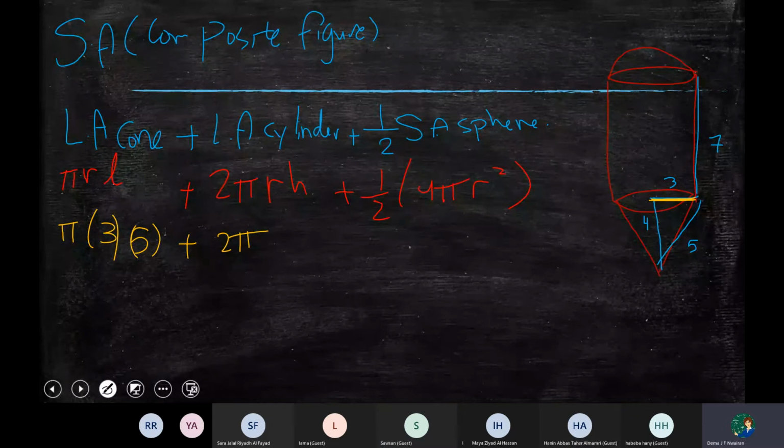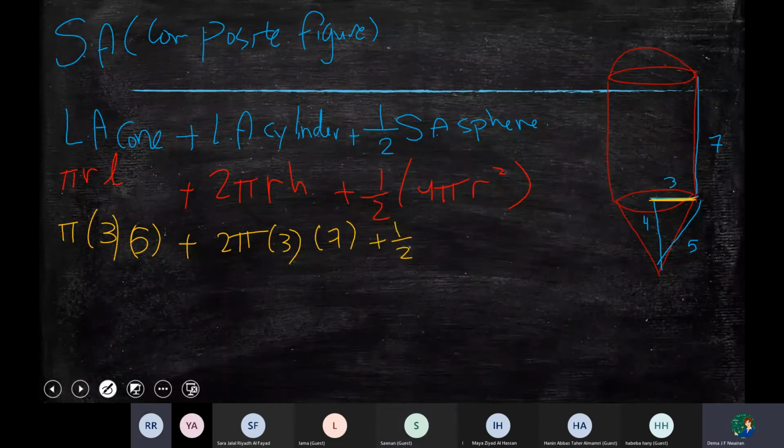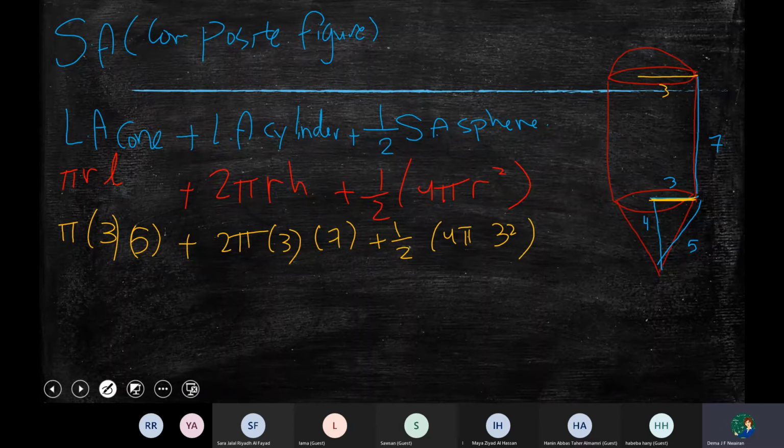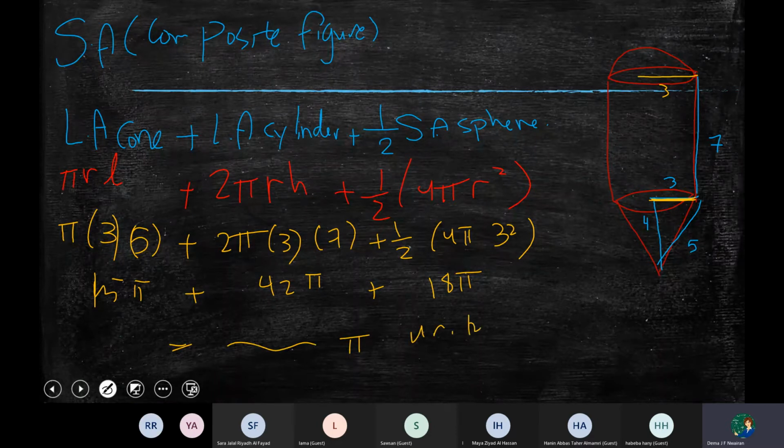Now let's talk about the cylinder. Where's the radius? It's 3. And the height is 7. Plus half of 4 pi r squared, where the radius is also 3 squared. So 9 times 2, 18 pi, plus 42 pi, plus 15 pi. And when you add them, you get the answer in pi unit squared.